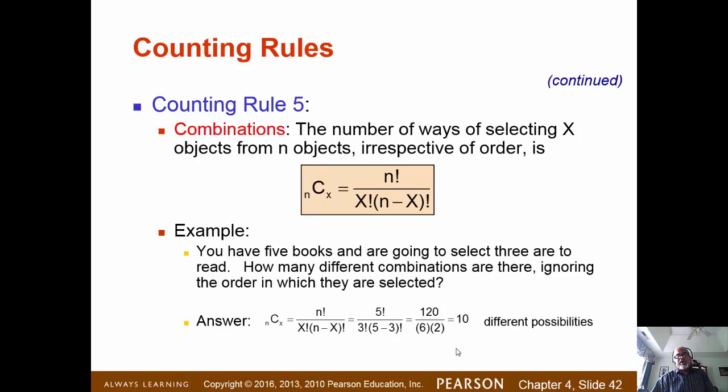Counting rule number 5 is combination. Here in combination, you're not interested in the ordering. Okay, same race example. Let's take race. So 10 people running, and in the previous case, you're interested in who is the gold medalist, who is the silver medalist, who is the bronze medalist, and how many possibilities are there. Then you go 10P3.